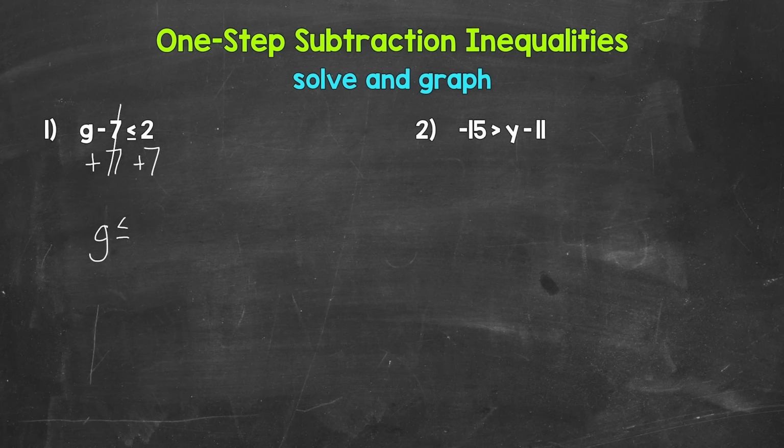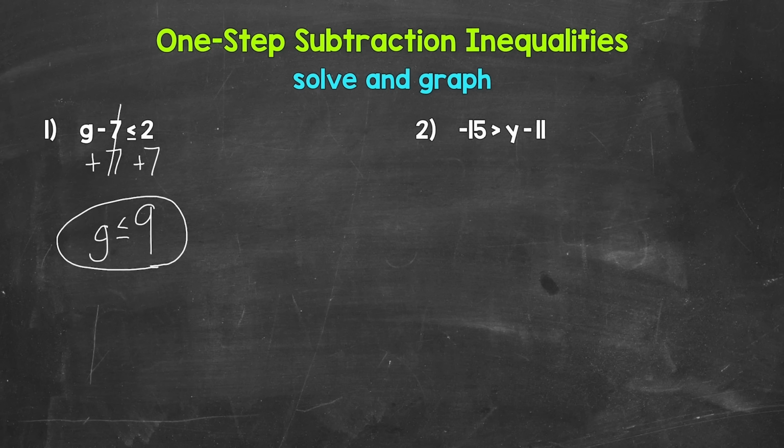So we have G is less than or equal to, and then on the right side, 2 plus 7 gives us 9. So G is less than or equal to 9. And that's our answer. So any value less than or equal to 9 is a solution of this inequality. It will make the inequality true.